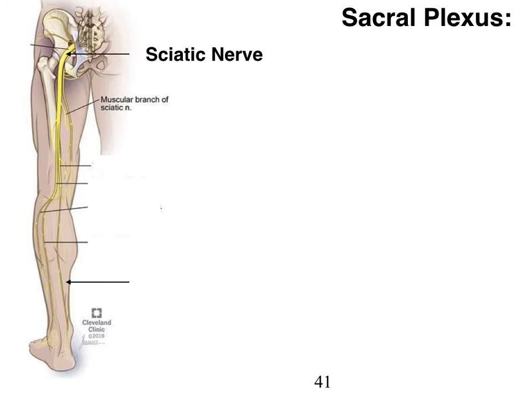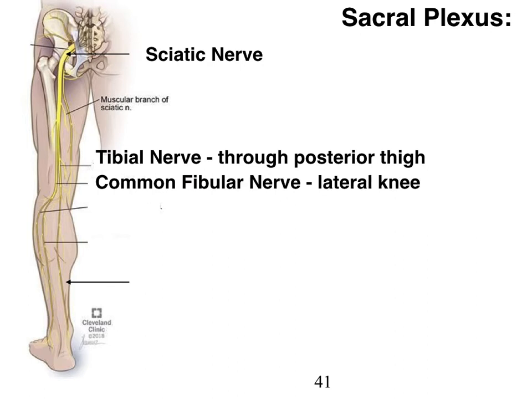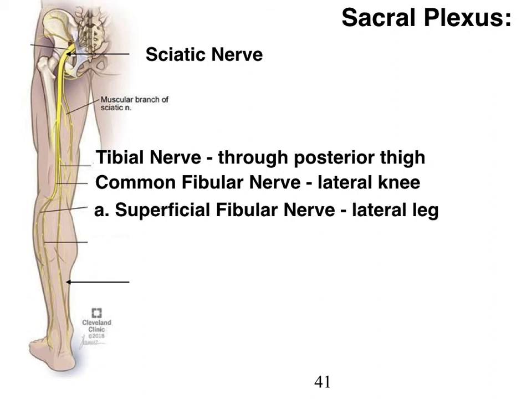This includes the tibial nerve going through the posterior thigh, which then also is next to the common fibular nerve. And the common fibular nerve first goes through the lateral knee. And the common fibular nerve itself splits into the superficial fibular nerve, which goes into the lateral leg, or the deep fibular nerve, which goes into the anterior leg.